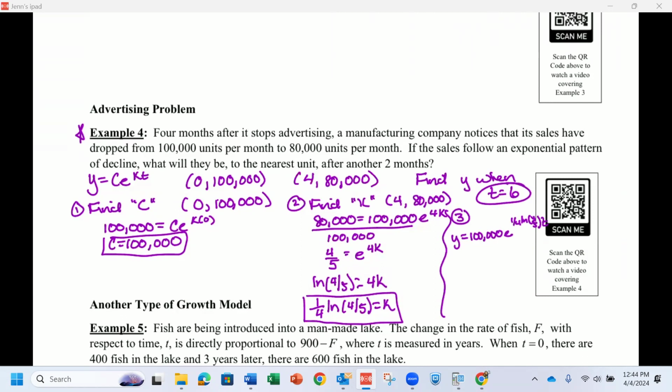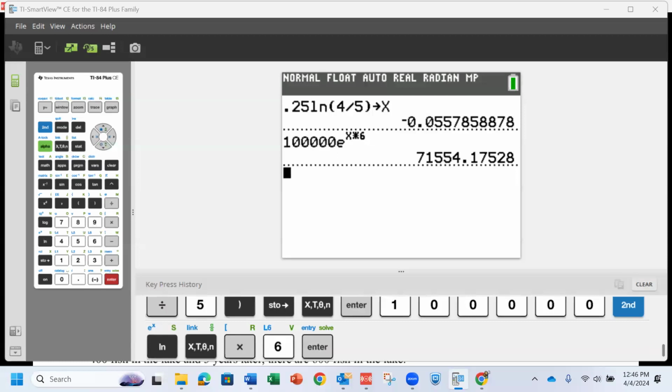Now, when they say what will they be to the nearest unit, right away you know this is a calculator question. Or when they say round, or they say to the nearest unit, you know that it's going to be a calculator question. So you can use your calculators to go ahead and answer that question. 71,554 units. And again, it says to make sure you round it.